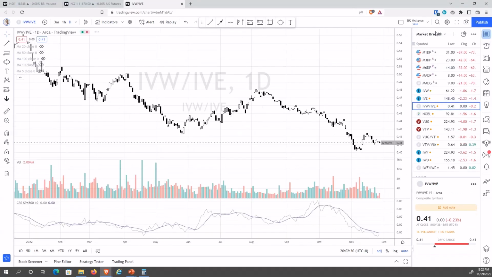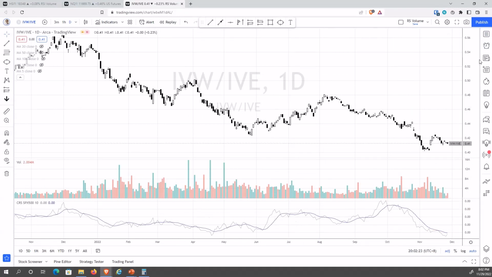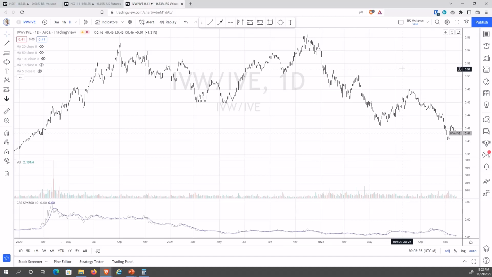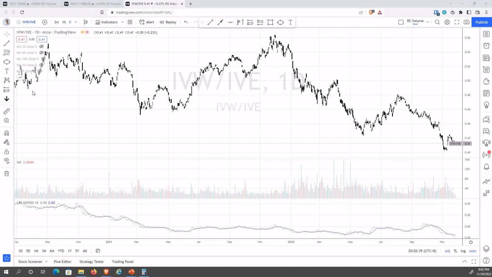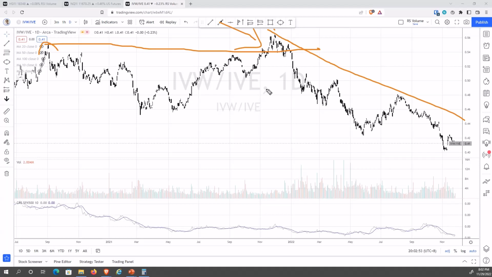This is comparing IVW versus IVE. IVW is the growth and IVE is the value. You can definitely see it right here from a relatively long-term point of view: there is sort of a double top forming. There's a top right here, and subsequently there is an upthrust, just a temporary break above the resistance level, followed by a downtrend. That's defined by lower highs and lower lows, or in this rough down channel. So it's definitely in a downtrend.